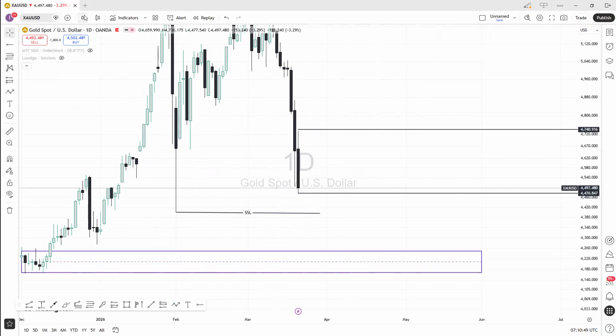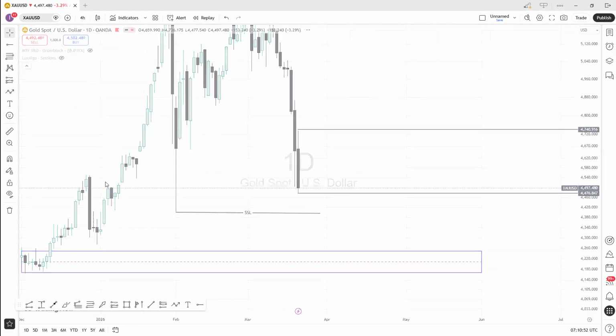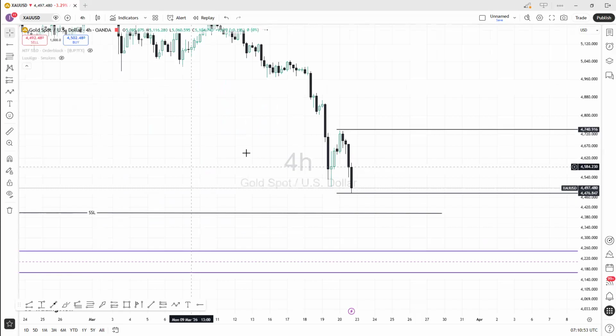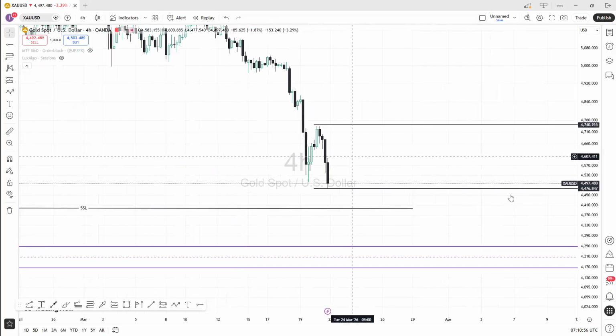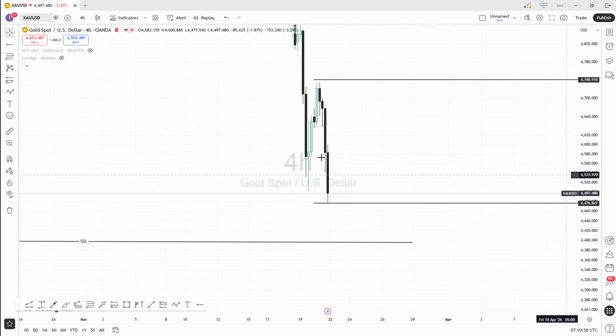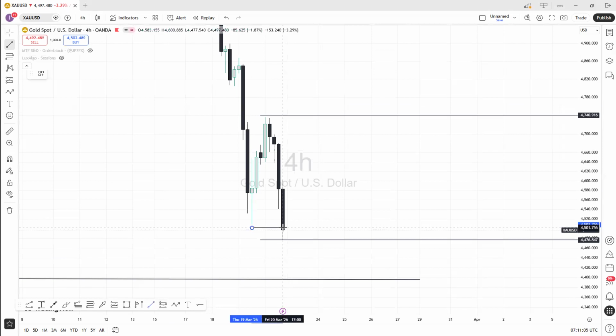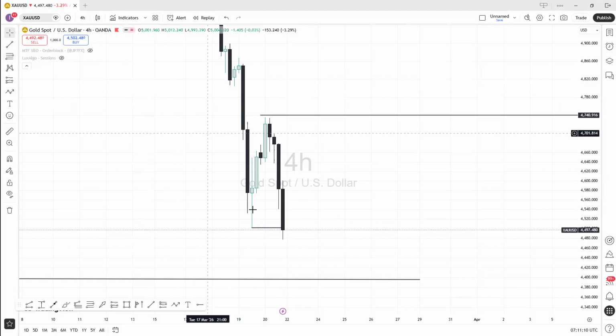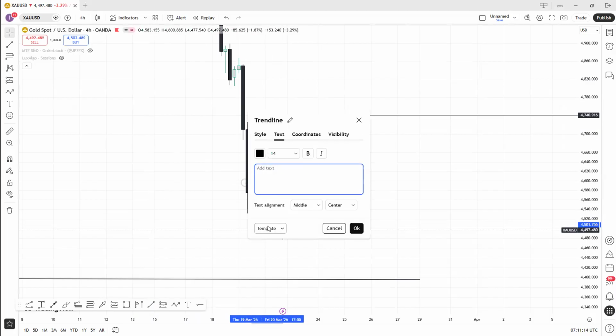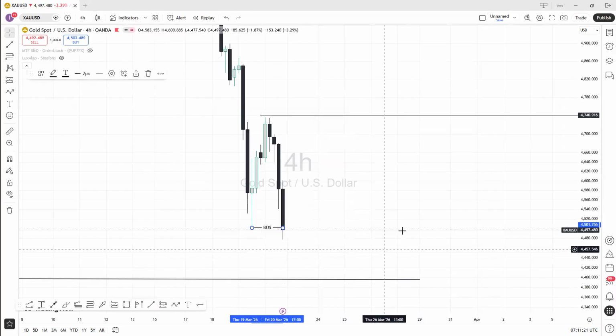Okay, so let us shift to the 4-hour time frame. On the 4-hour time frame, you can see the market structure. Price took out this previous low. You can see price took out this previous low. So we can call it a break of structure. Also, it is liquidity. So let us show price its weak liquidity. So break of structure here.